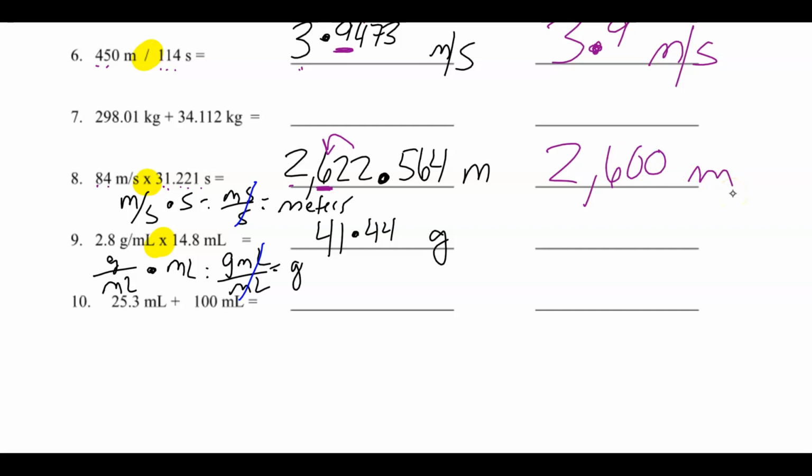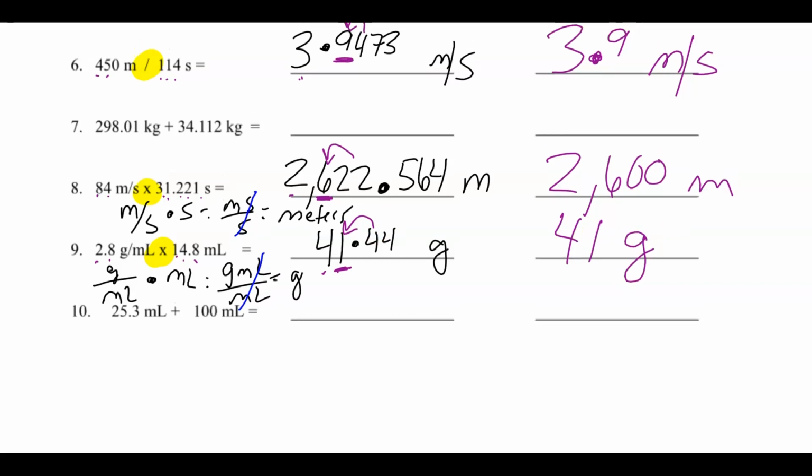And number 9. Kind of same thing with the units here. We have a grams per milliliter times a milliliter. Those are going to cancel. We're going to be left with grams. So we have 2 sig figs, 3 sig figs. I can only be as good as my weakest measurement. So this has to go to 2 sig figs. So 1, 2, look to the right. That's going to be 41 grams.